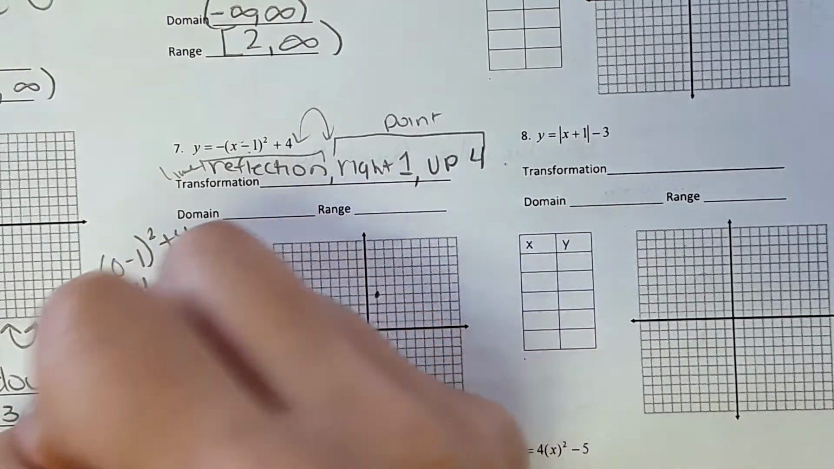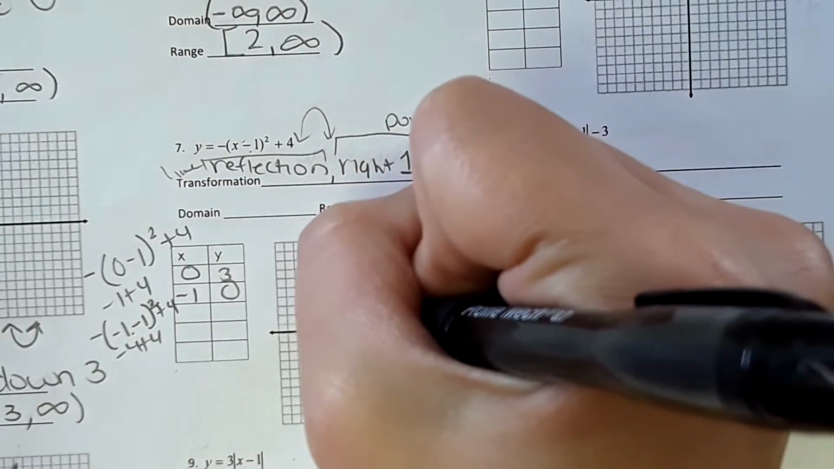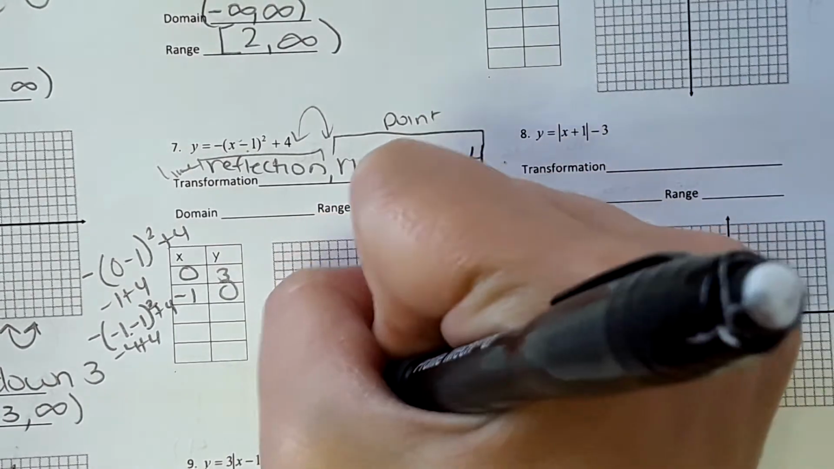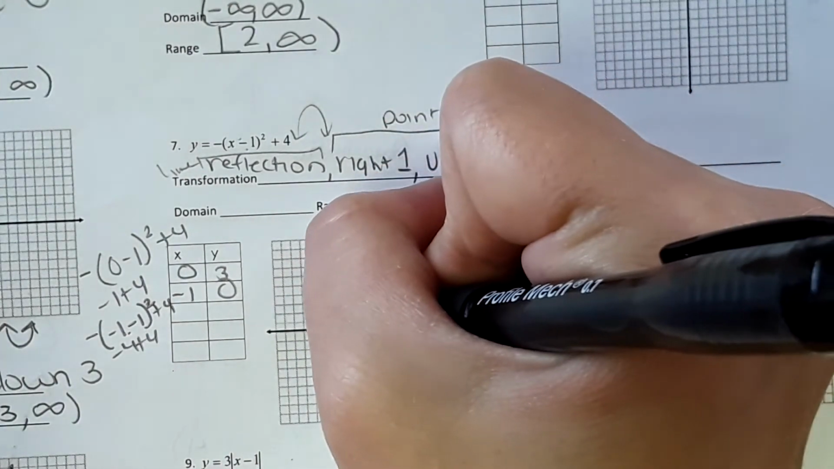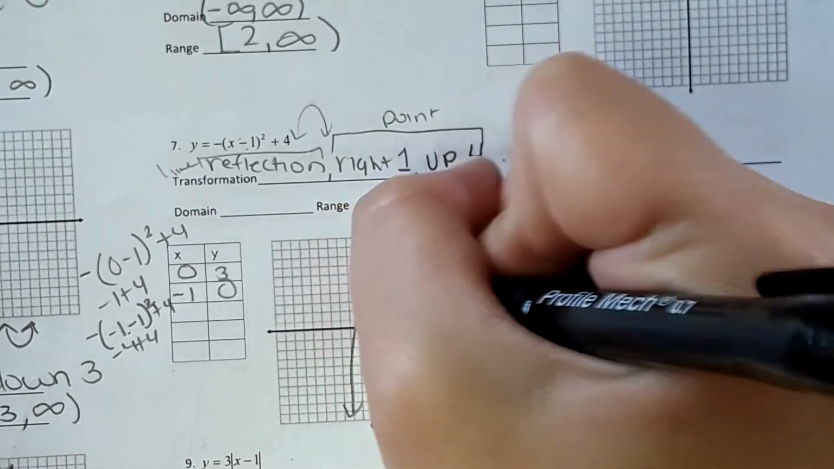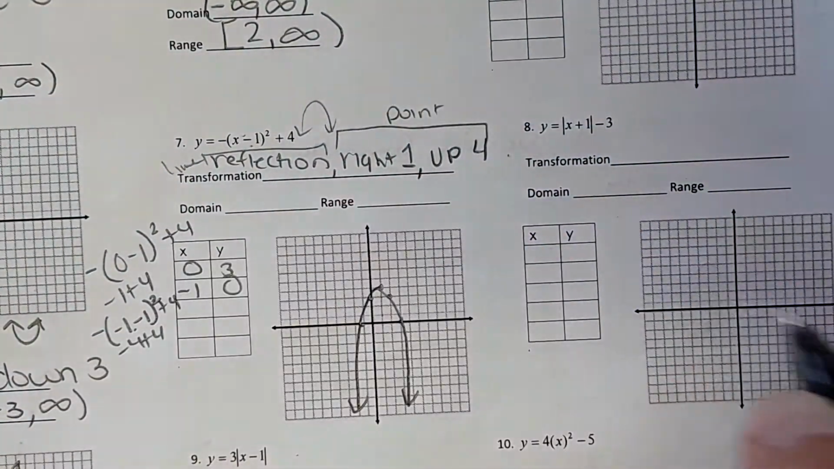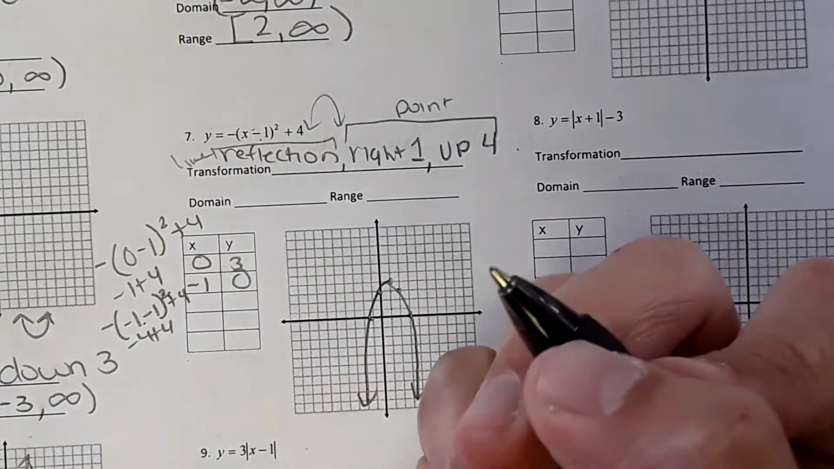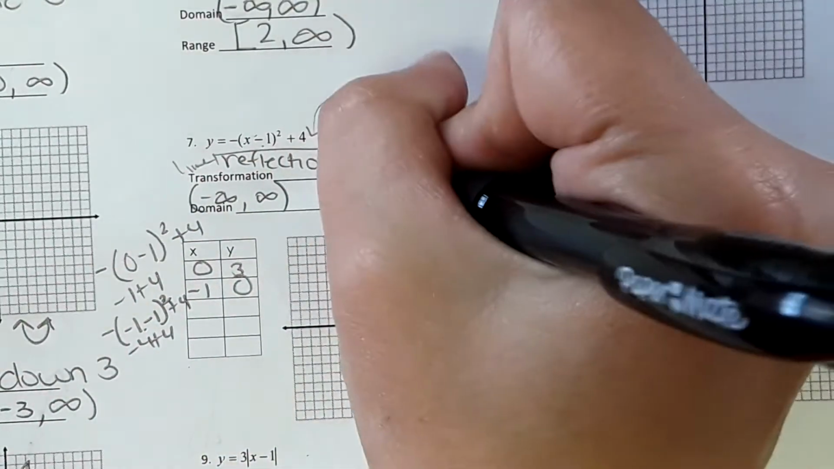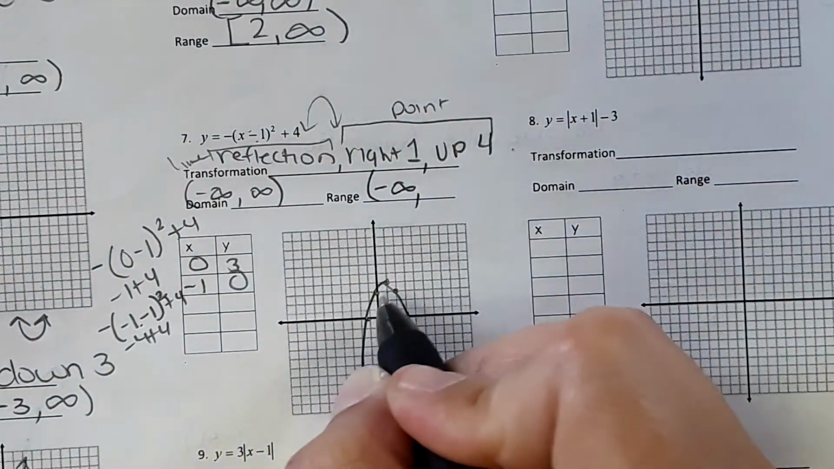-2 squared would be +4. -4 plus 4 is 0. And then domain, -infinity to infinity. Range, your lowest y is going to be -infinity, and your highest one is at 1, 2, 3, 4.